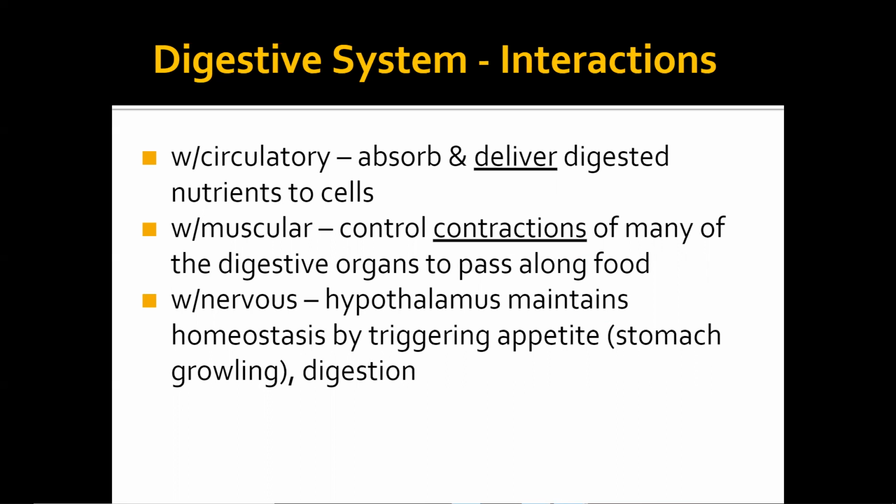Also, the digestive system is full of something called smooth muscle, which performs controlled contractions that pushes food through it. It's also going to interact with the nervous system through the hypothalamus, which is located in your brain. It's going to maintain homeostasis by triggering your appetite. So whenever you're getting hungry or your stomach is telling you, hey, it's time to eat, that's actually an action of the hypothalamus stimulating that response.